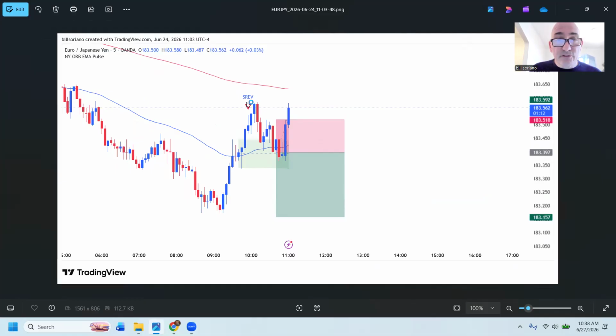Now, this is our first loss of the day, of the week, right? EURJPY, here's our alert going off. We're looking for that reversal confirmation. We get it. And then boom, right there within 30 minutes, price moves against us for a loss.